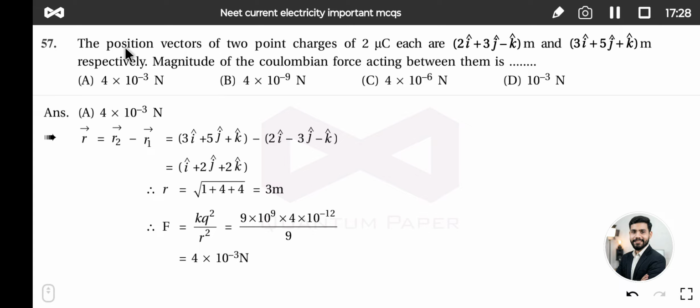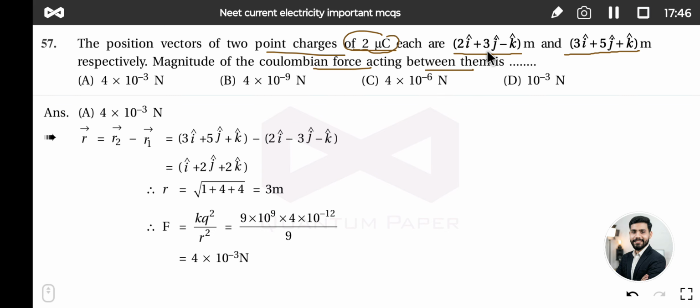The next question is: the position vectors of 2 point charges, 2 microcoulomb each. Both the charges are 2 microcoulomb, and the position vectors are 2i cap plus 3j cap minus k cap and 3i cap plus 5j cap plus k cap. The magnitude of Coulombian force acting between them is?